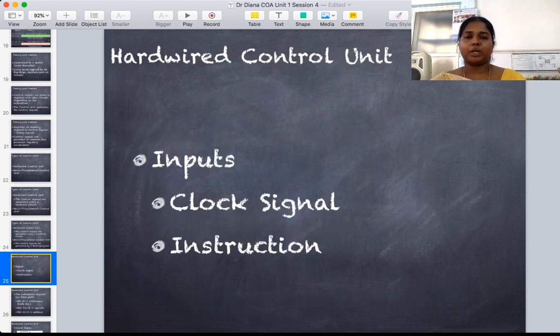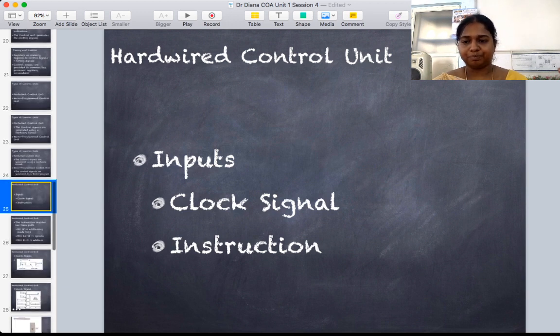So in a hardwired control unit, we have to design a hardware circuit that can generate control signals. The only inputs the unit has are the clock signal for the timing and the instruction which the user gives. So based on the instruction only, we have to do some processing and generate some control signals. For generating control signals, the two major inputs the hardware design has to have are the clock signal and the instruction.